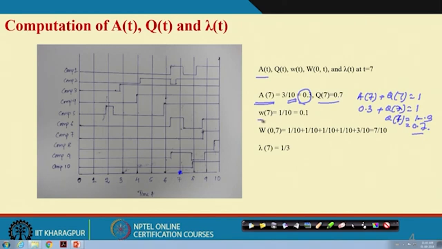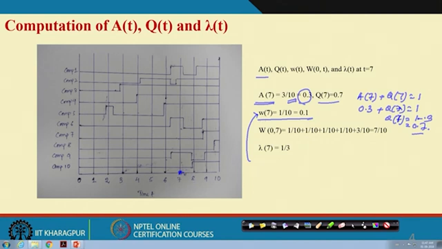So, then there is another issue, that is unconditional failure intensity. Unconditional failure intensity basically talks about a situation where we do not bother about what is happening at time t, whether the components are normal or not normal. We will bother only at time t equal to 0. So, now what is the unconditional failure intensity at t equal to 7.